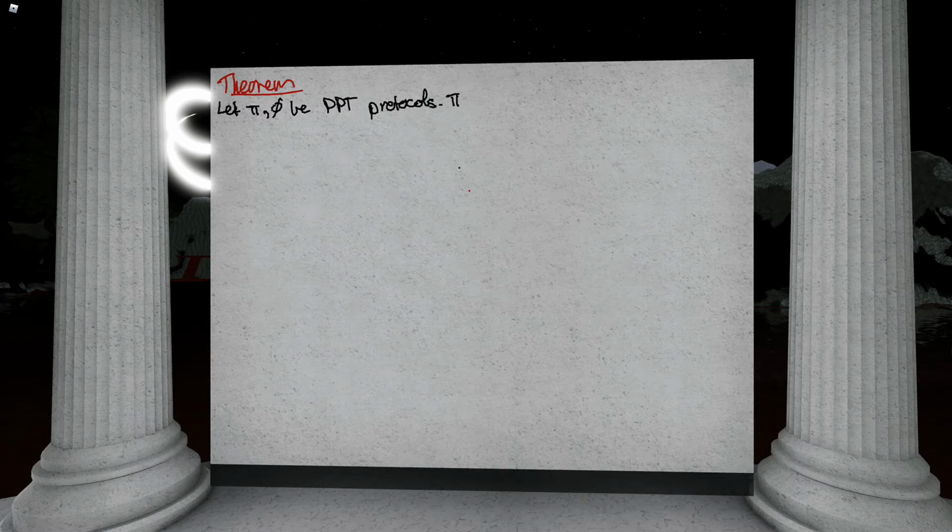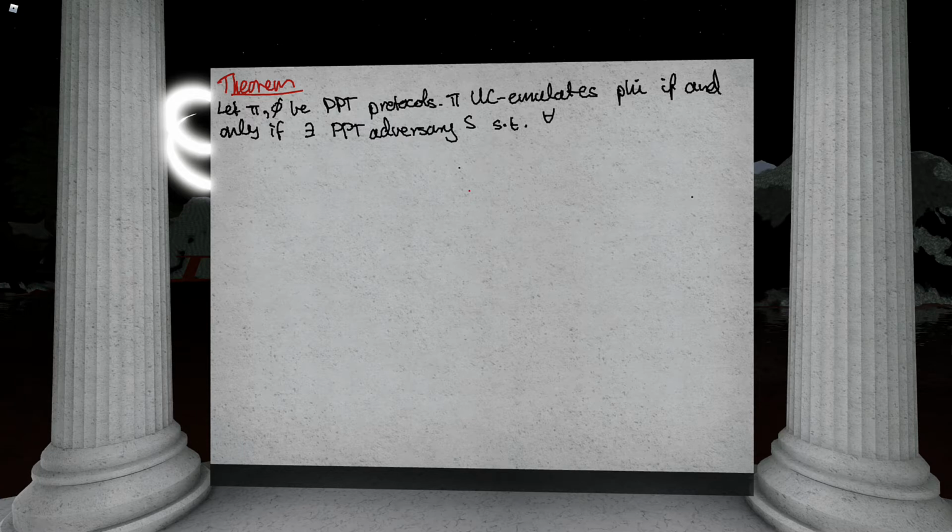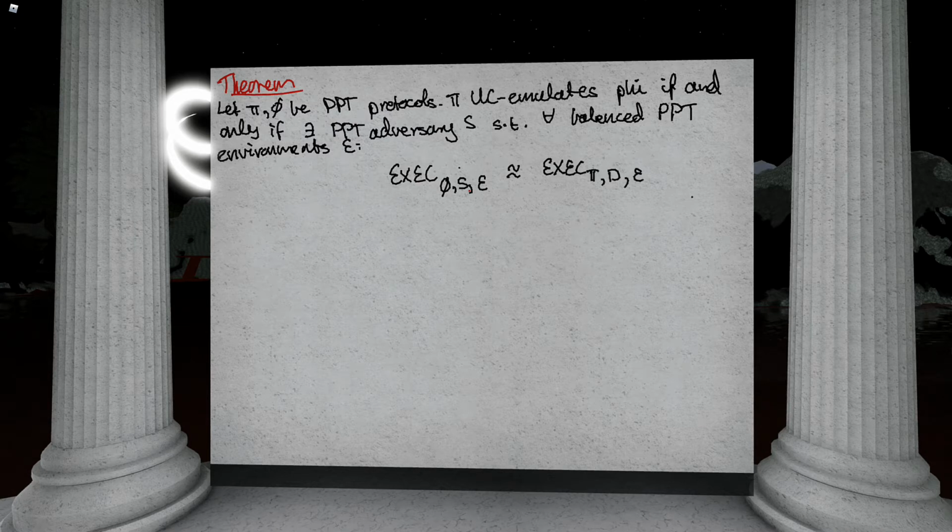And the theorem is that pi UC emulates phi if and only if there is a PPT adversary S such that for all balanced PPT environments, it gets quite wordy, the execution of phi under the simulator S is indistinguishable from the execution of pi under D as the adversary. So D being the dummy adversary.